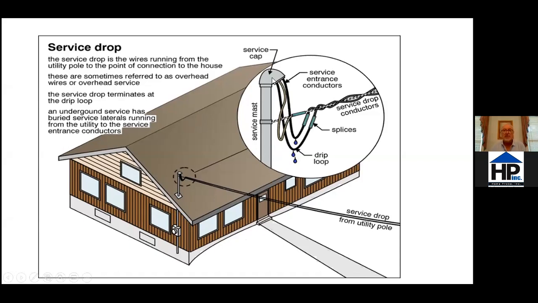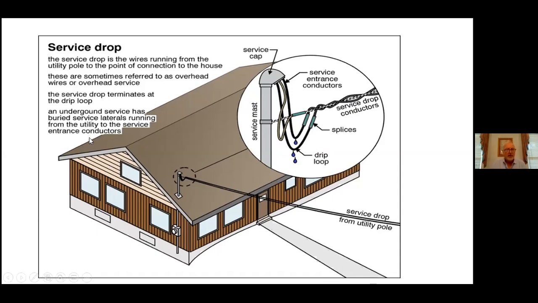So we have our service mast, the cap on the top, and what we call the service entrance conductors. This is the main wire that's coming in from the street. What we require here is what we call a drip loop. You can see the way the angle is at the bottom of this wire. The whole idea is that any rain coming down from outside, or even running down the service drop conductor, would drop off the bottom of the wire and not enter the splice area here, which would cause a short.